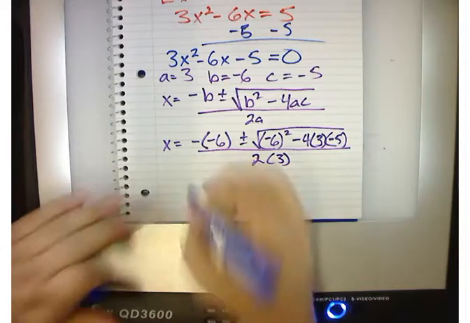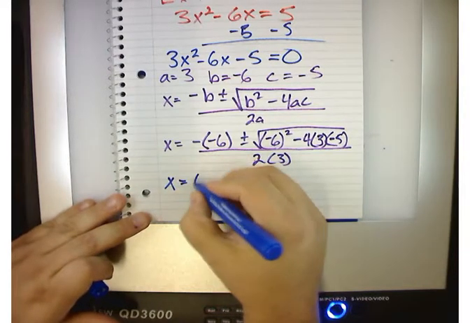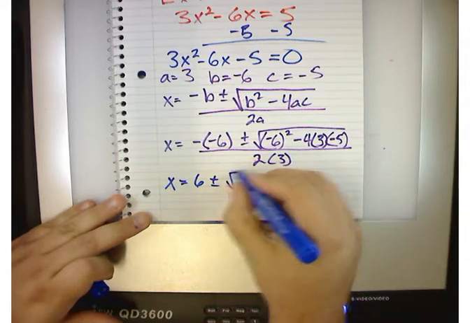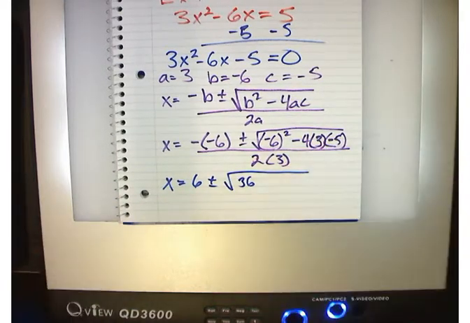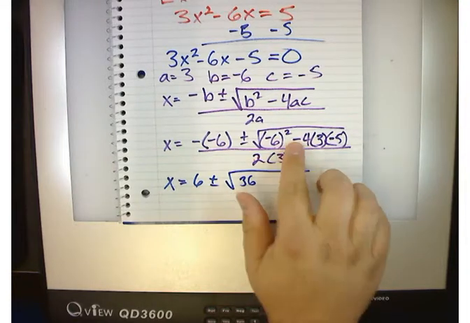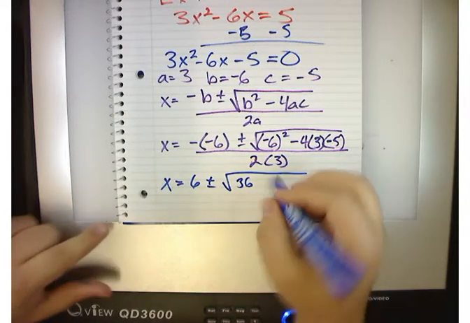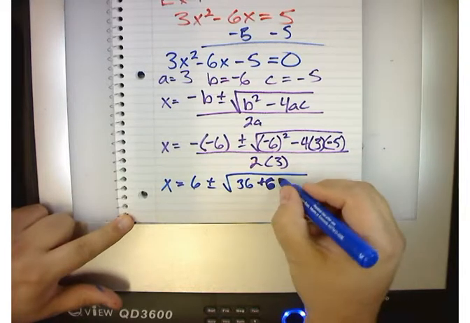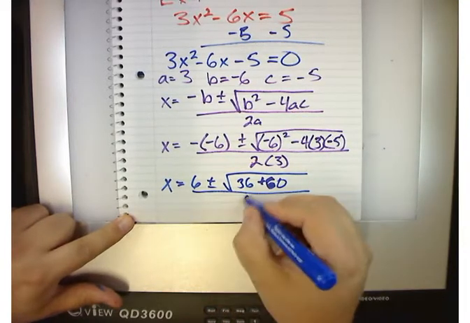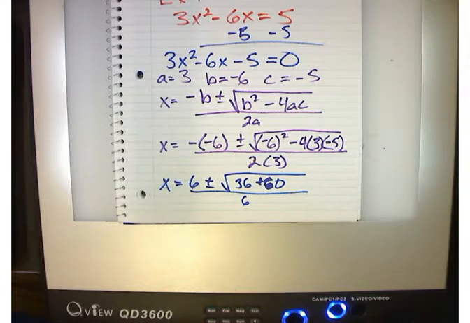So now, let's crank through and do a little math. The next step would be x is equal to positive 6 plus or minus the square root of 36, and then 4 times 5 is 20 times 3 is 60. A negative times a negative is a positive. So this would be a positive 60, all over 6. Man, that's a lot of writing.